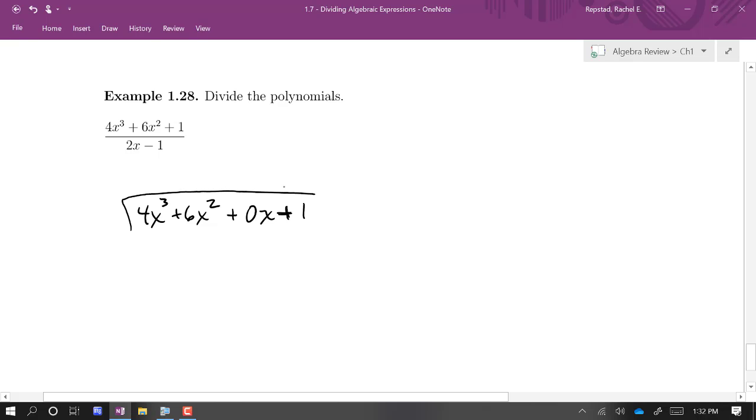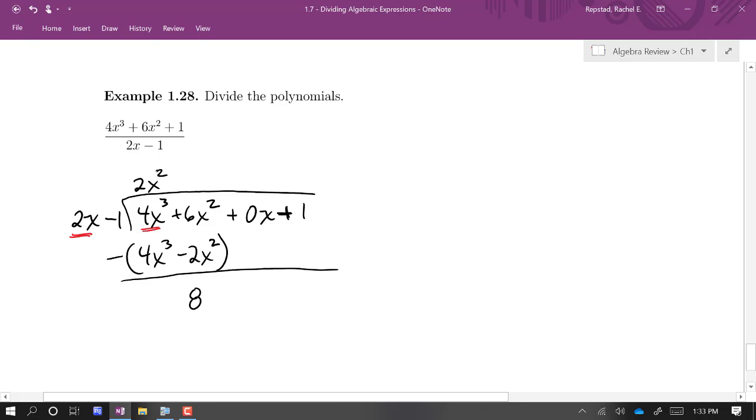And I'm dividing this by 2x minus 1. So I start the way we started before. What do I multiply by 2x to get 4x cubed? And that is 2x squared. Now I multiply this by the divisor, so I get 4x cubed minus 2x squared. I'm going to subtract the whole thing. 4x cubed minus 4x cubed, those cancel. 6x squared minus a negative 2x squared is a positive 8x squared. Now I'm bringing down the rest of the terms, plus 0x plus 1.